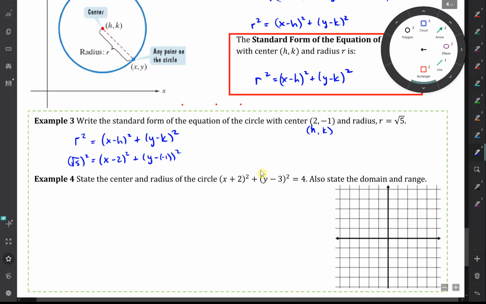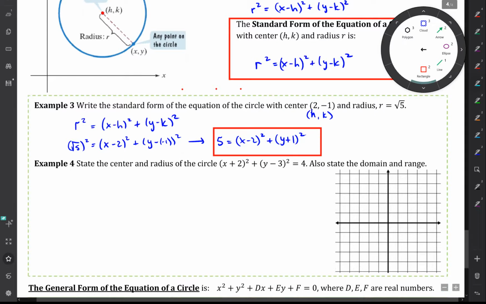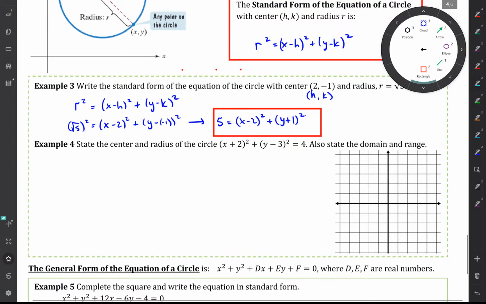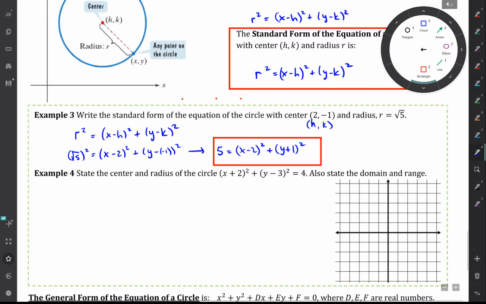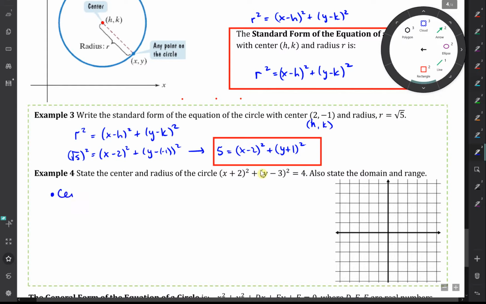And so that becomes 5 is equal to (x minus 2) squared plus (y plus 1) squared. Okay, so that's the standard form of the equation of the circle with the center (2, -1) and radius square root of 5. Now, in this next example, we're supposed to find the center and the radius.